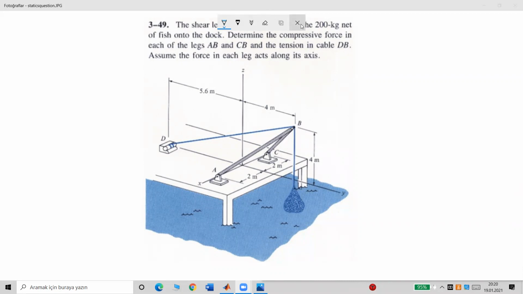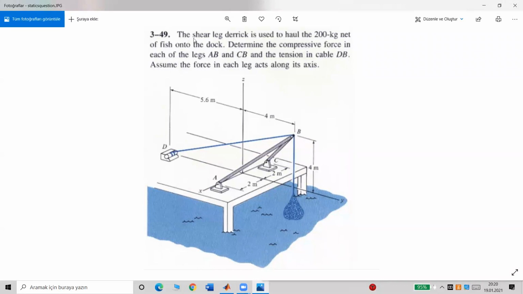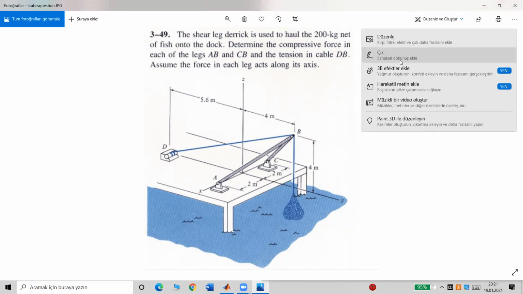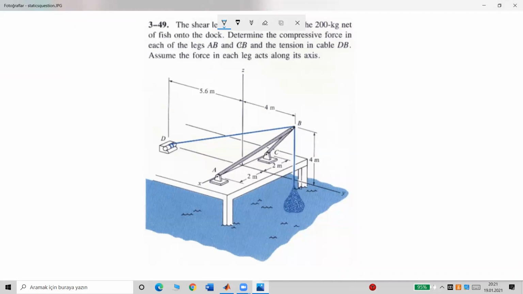Let's read the question at first. The shear leg derrick is used to haul the 200 kilogram net of fish onto the dock. Determine the compressive force in each of the legs, AB and CB, and the tension in cable DB. Assume the force in each leg acts on its axis. So in the question, it's given that AB and CB are under compression, DB is under tension.